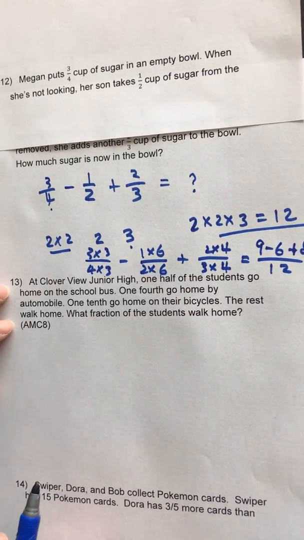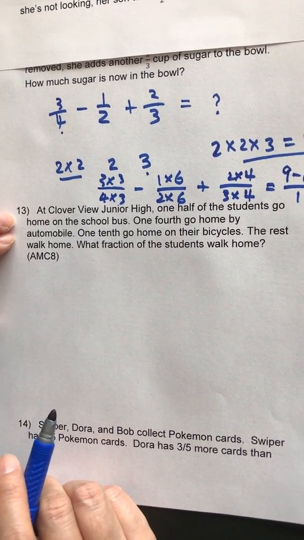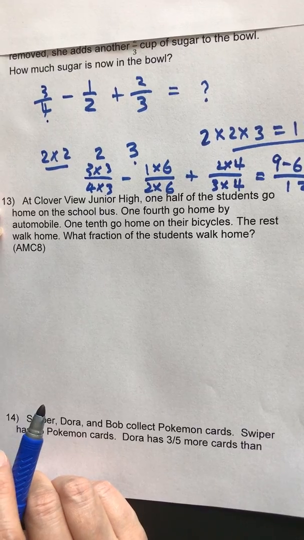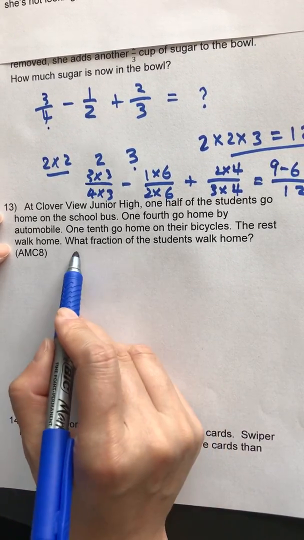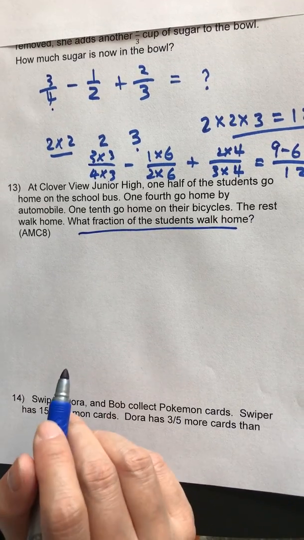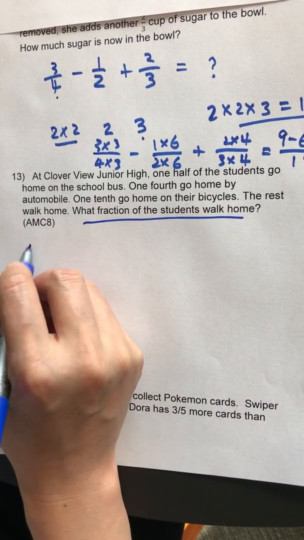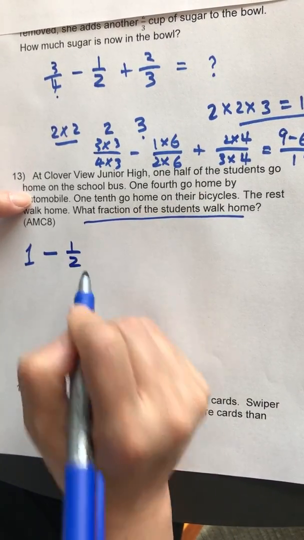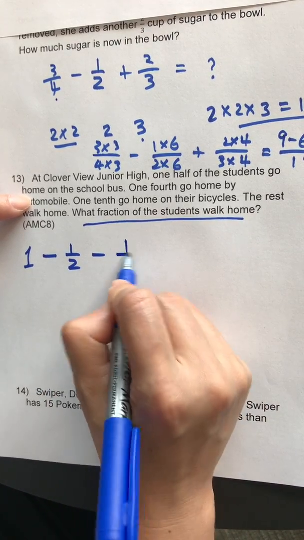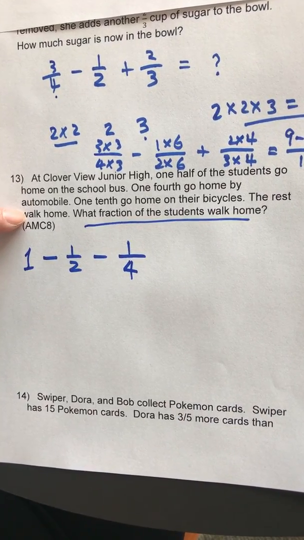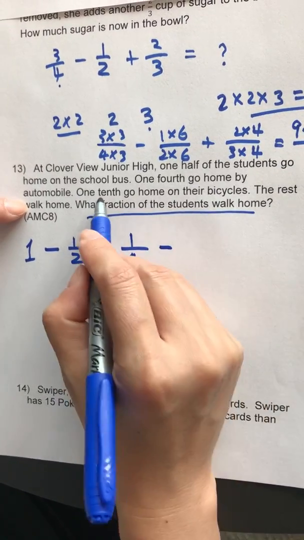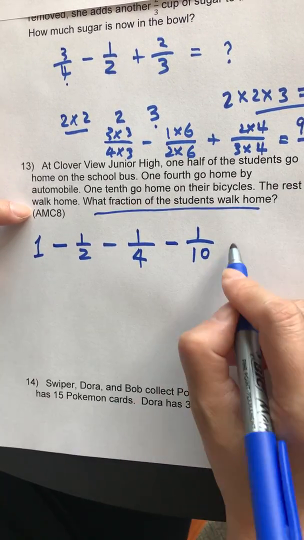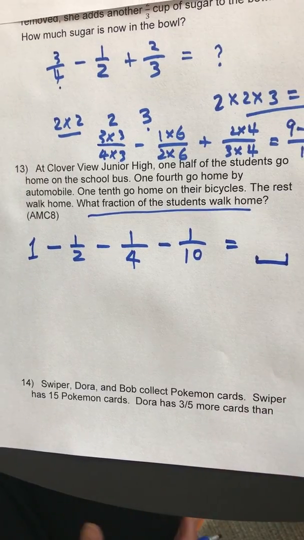Number 13. At Cloverview Junior High, 1/2 of the students go home on the school bus. 1/4 go home by automobile. 1/10 go home on their bicycles. The rest walk home. What fraction of the students walk home? Okay, if we say the students in total is a unity, we minus the 1/2 that go home by bus. We minus the 1/4 that go home by car. Then there's 1/10 that go home on their bikes. The remainder would be the answer for students who walk home.